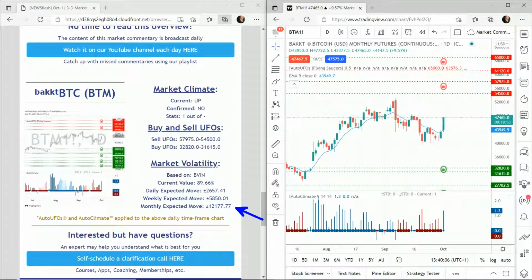So for each of these markets, we've had a look at climate, which tells us do we have probability up or down or nowhere. We've then had a look at buy and sell UFOs. Where do we have buyers that could push price up or sellers that could push price down? Where are they? And we've looked at volatility, which is how quickly do the markets move within these given periods of time.